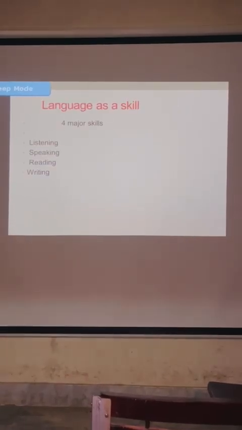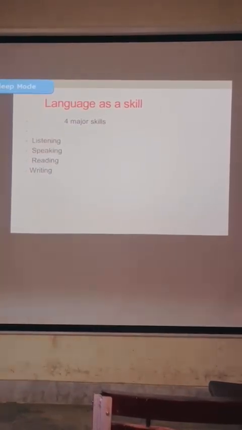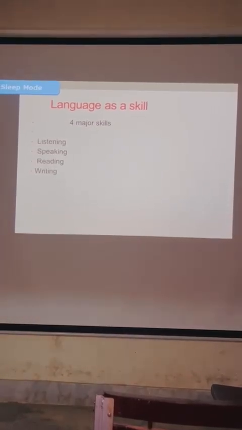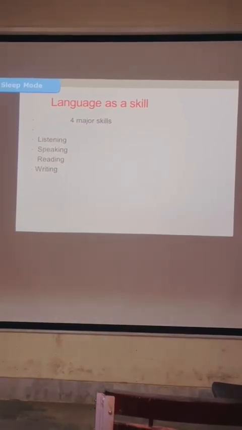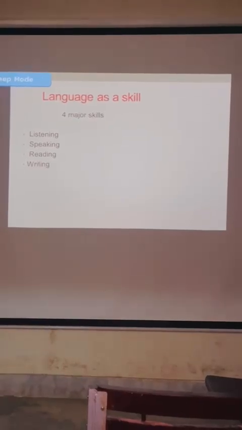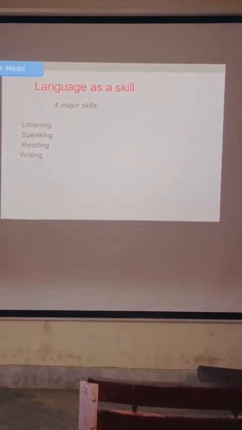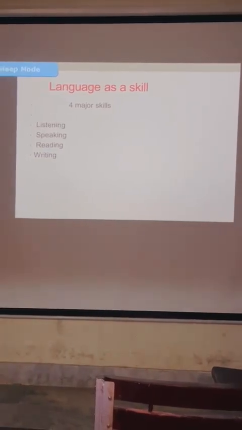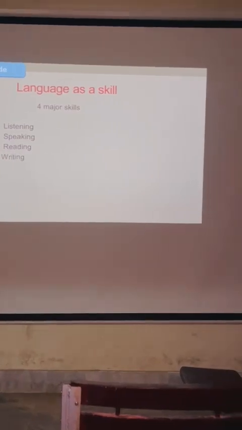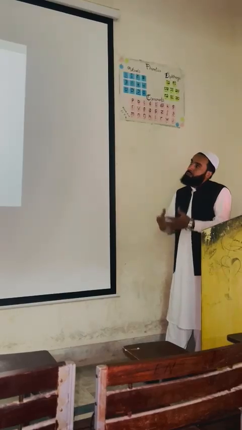As we know, language is a skill. We are using language as a skill to make other skills possible. We have four sub-skills of language, that is listening, speaking, reading and writing. This is the natural order of learning these four skills. Firstly, we listen to others. For example, a child listens to his or her mother, then starts speaking, then comes reading, then comes writing.